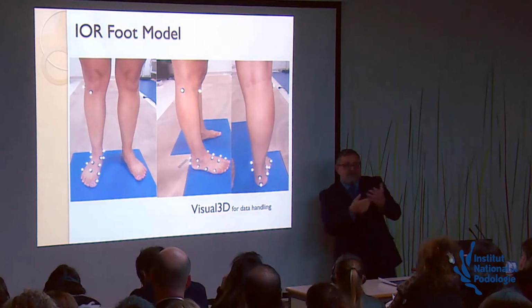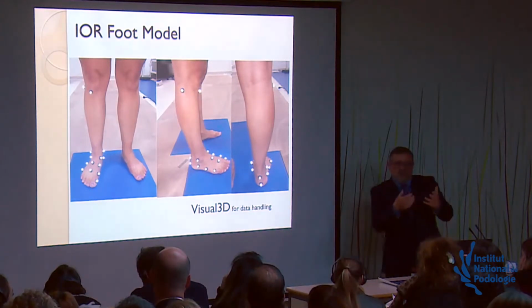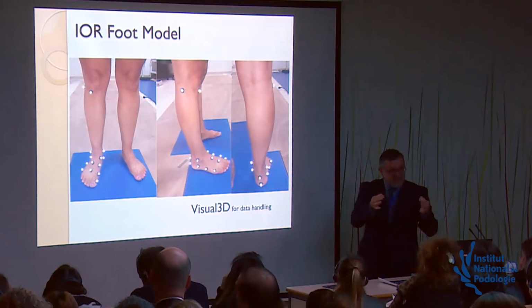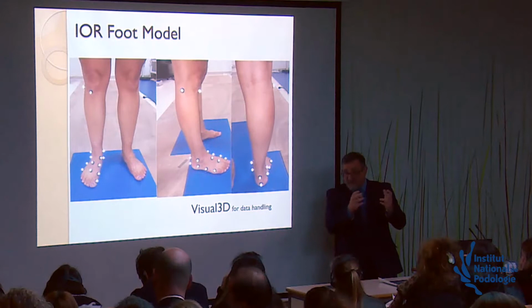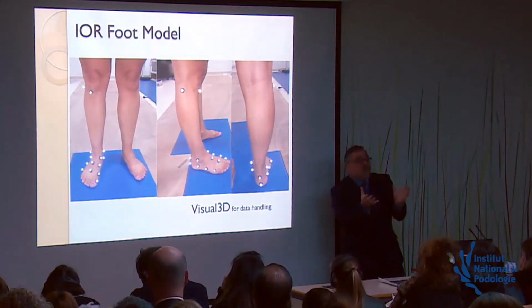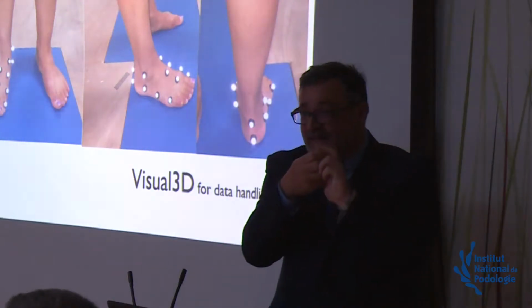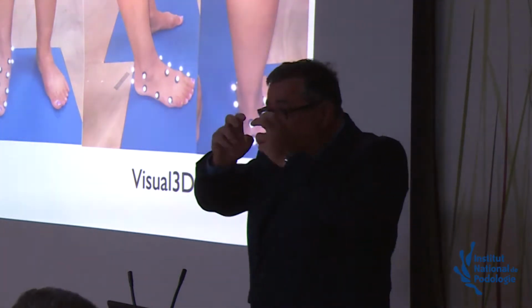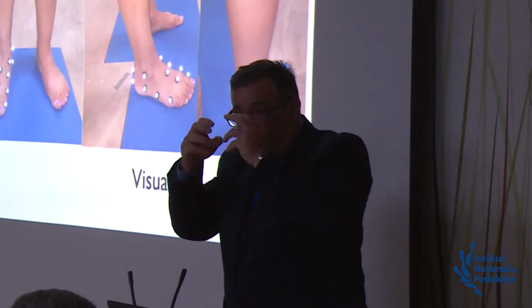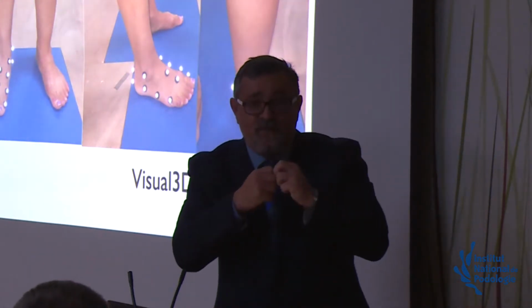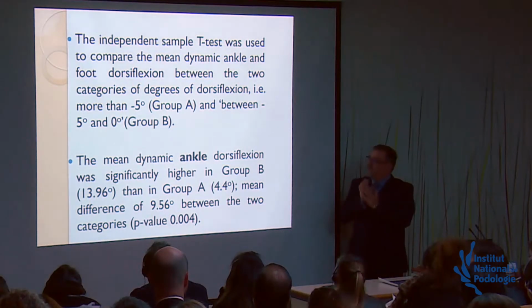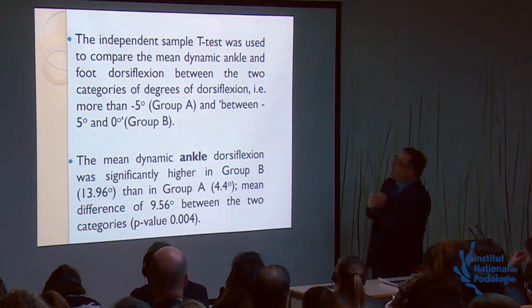It's not like when you use, for example, plug-in gait, which models the foot as one rigid lever, one rigid segment. We know that the foot is made up of many segments, agreed, because it is composed of 26 bones, and there is a lot of movement inside the foot. And with a Leardini foot model, we can actually measure those small movements of the various segments of the foot. So following data capture, we did an independent sample t-test to compare the mean dynamic ankle and foot dorsiflexion.